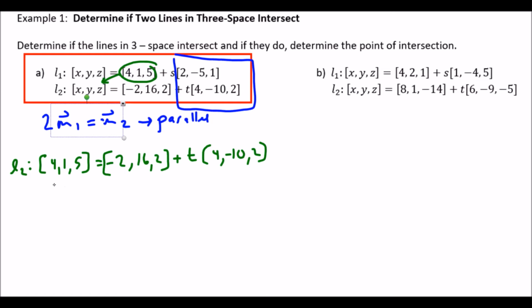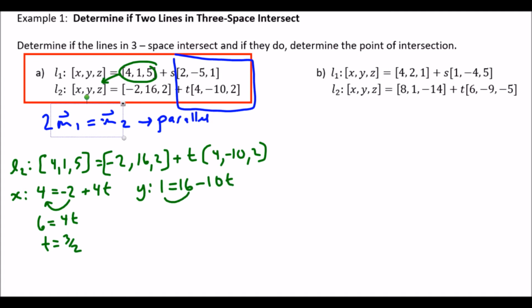Now what I'm going to do is equate the x's, the y's, and the z's. So if I equate the x's, I'm going to have 4 equals -2 plus 4t. Bring this guy over, I get 6 equals 4t. So t is equal to 3 over 2. Alright, there's the first one. Now I'm going to do y's. So my y is the middle coordinate, so 1 is equal to 16 minus 10t. Bring this 16 over, I get -15 is equal to -10t. Divide both sides by -10, I get 3 over 2 is equal to t.